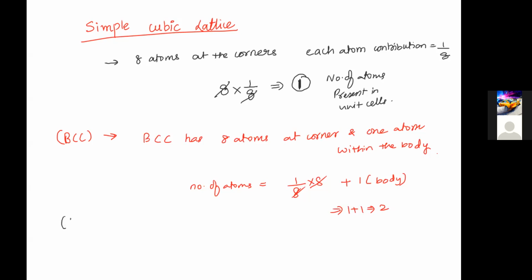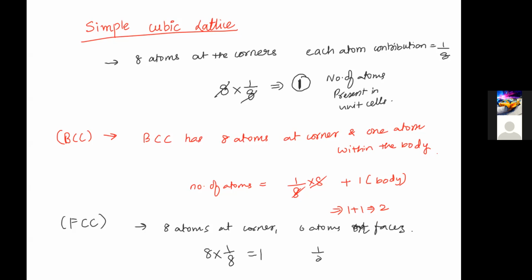Next for FCC. So you know for FCC what happens? 8 atoms at the corners, 6 atoms on the faces. Now the contribution of the corners is 8 into 1 by 8, which is 1, and half contribution of each of the 6 face atoms. So the number of atoms present in FCC will be 4, and the number of atoms present in BCC is 2.